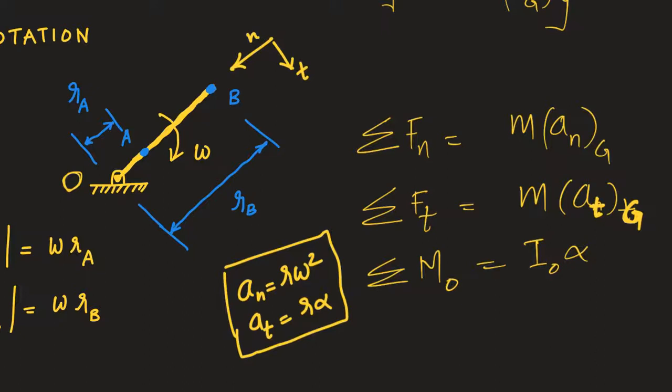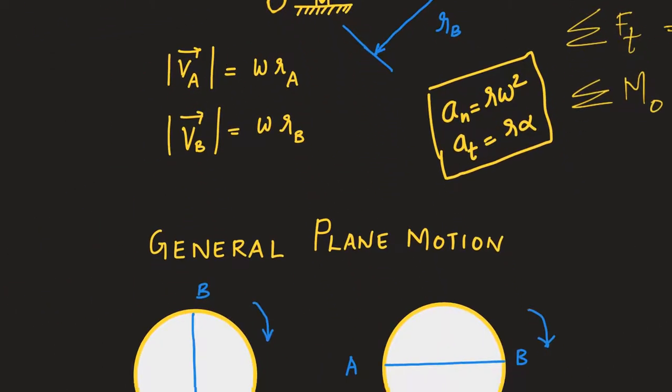The third important equation, which is of great relevance, is when you sum the moments due to all these forces about the point O, the pivot point. You only have to consider the external forces acting on the system about the point O, and then it will be equal to I0, where I0 is the polar mass moment of inertia of this particular object about the point O, times alpha, where alpha is the angular acceleration. So these are the equations of motion for a pure rotation case.